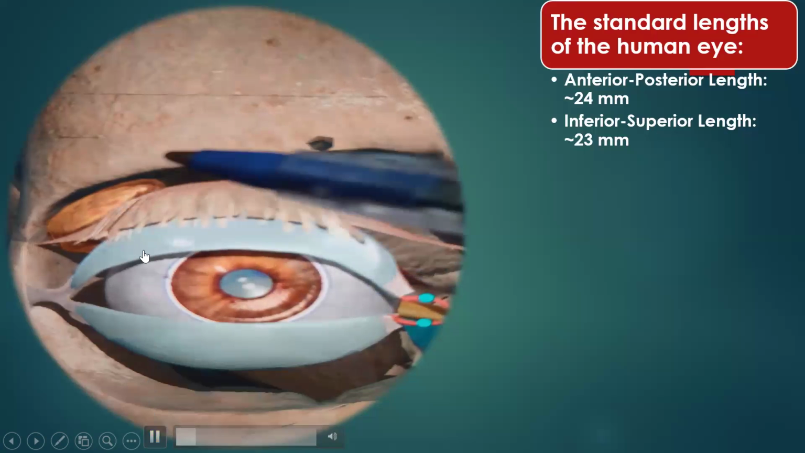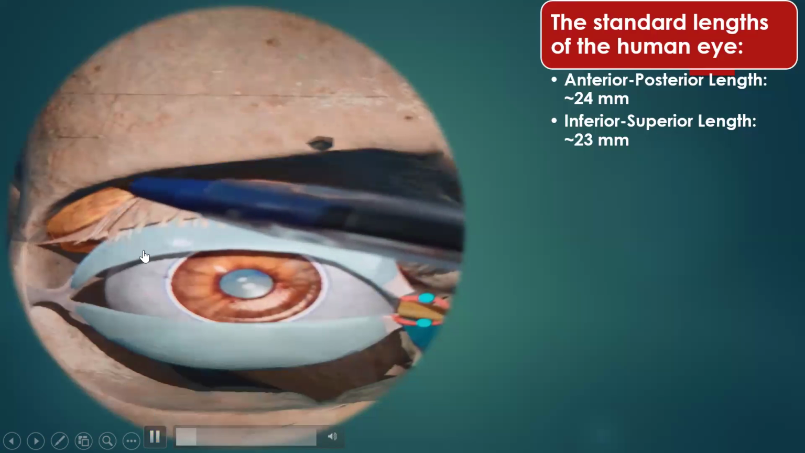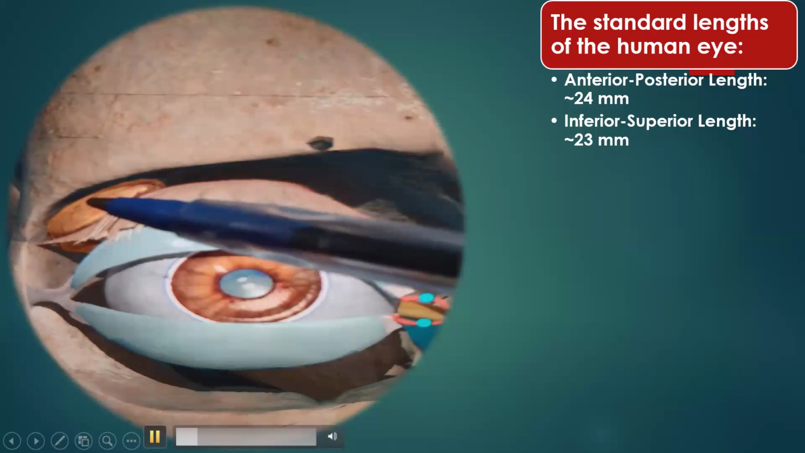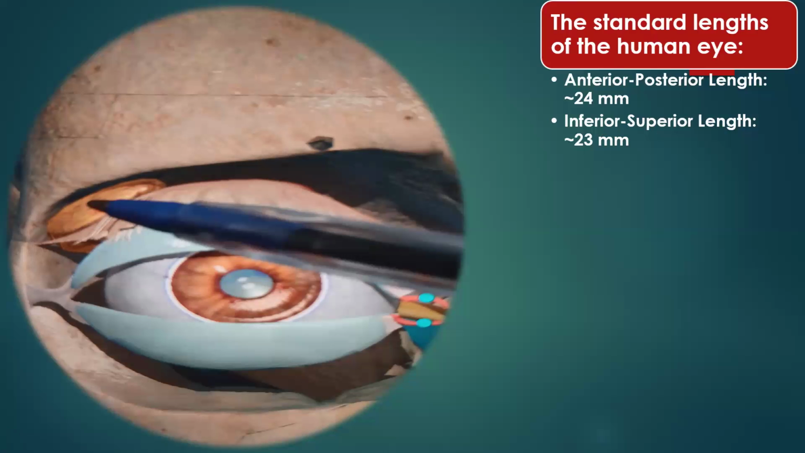The next is the lacrimal gland. The lacrimal gland is known as the tear gland. It is the gland that secretes the tears. It has several functions. The first function is it secretes aqueous tears that lubricate and maintain the surface of the eye, which provides comfort and prevents dryness of the eye.